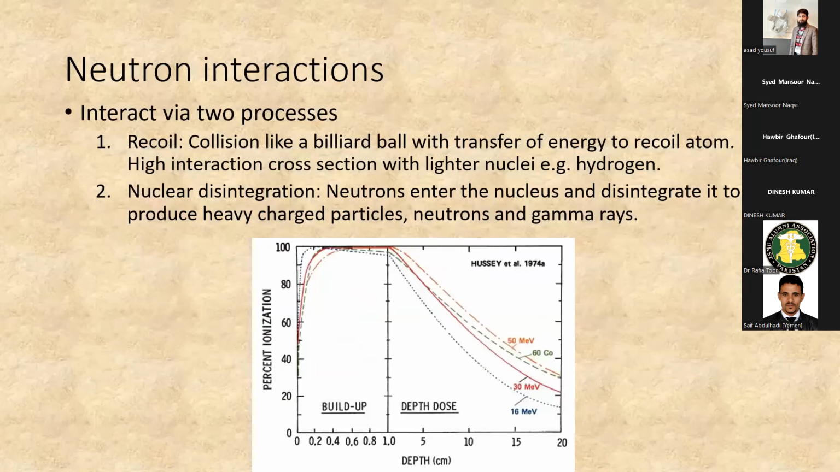So this is a chart of neutron interaction. It interacts via two processes: recoil, a collision like a billiard ball with transfer of energy to the recoil atom, with a high interaction cross section with lighter nuclei, for example hydrogen. Nuclear disintegration: neutrons enter the nucleus and disintegrate it to produce a heavy charged particle, a neutron, and gamma rays.